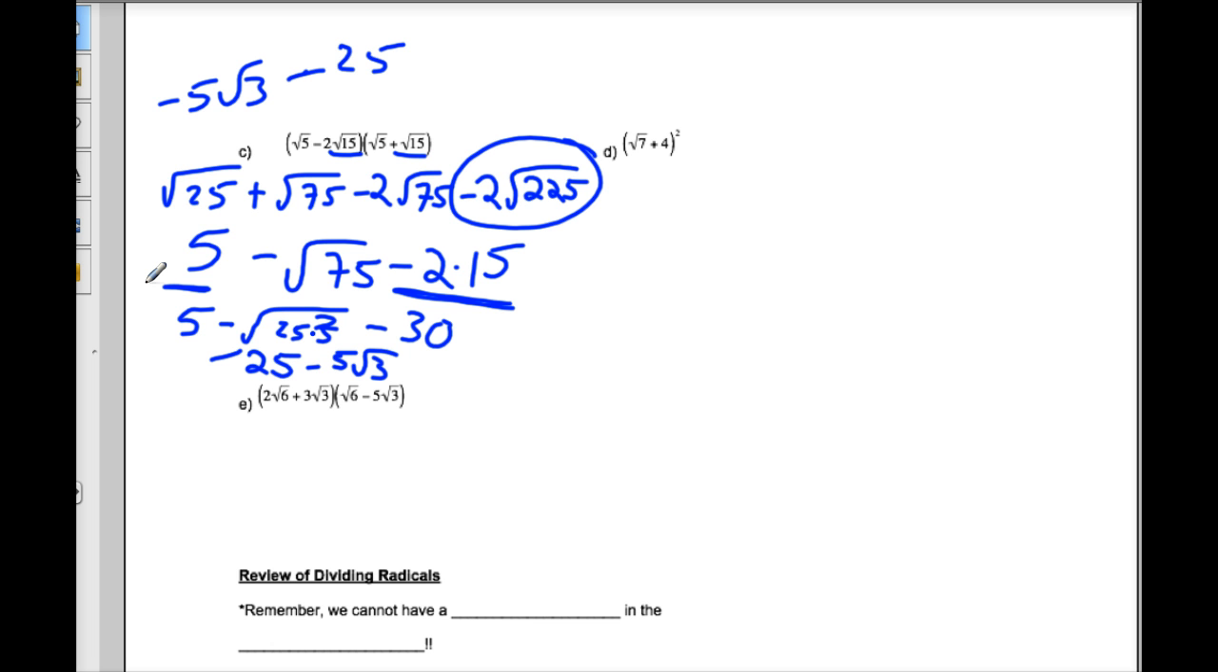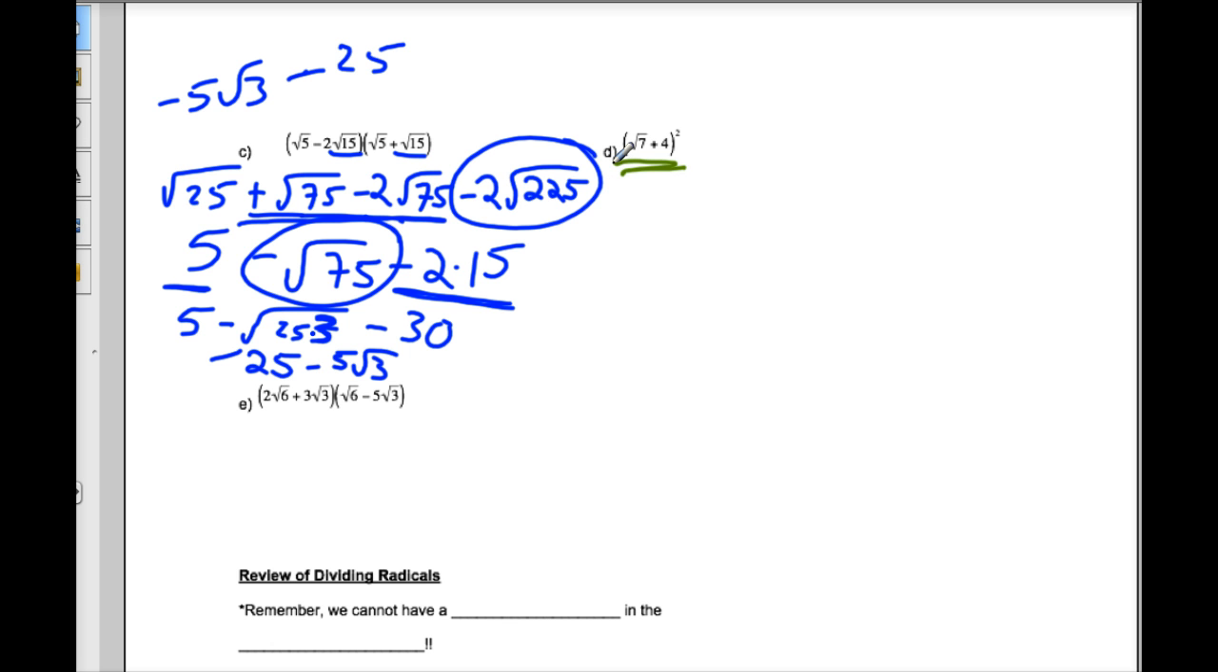This is where nobody caught last period. I don't think you guys caught it either. Where did negative radical 75 come from? Here's this one. Guess what radical 75 minus 2 radical 75 is? Negative 1 radical 75, or just negative radical 75. So I combined my like terms there. Very good question. So then you get 5 minus 25 radical 3 minus 30. That's a tough one. All right, next one.